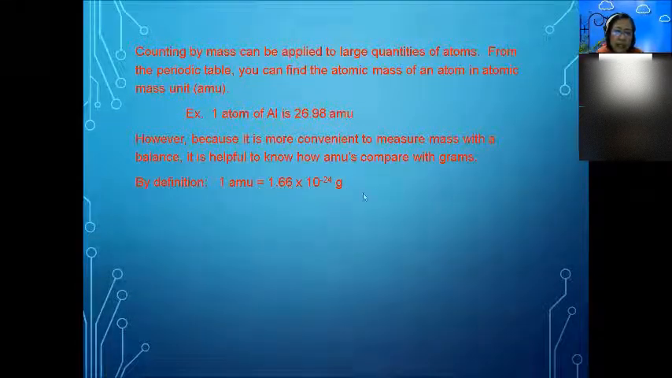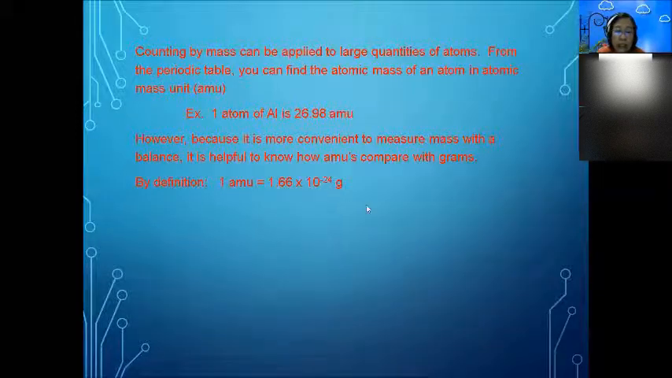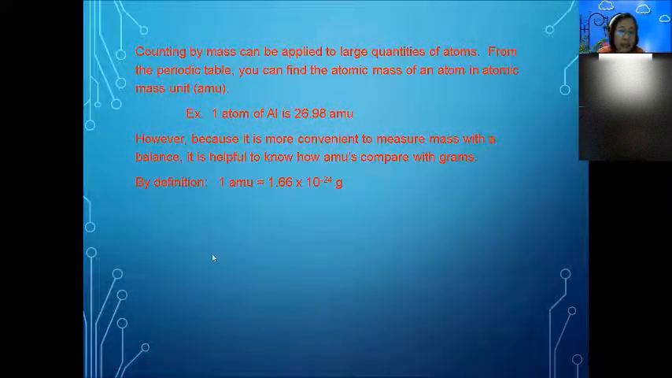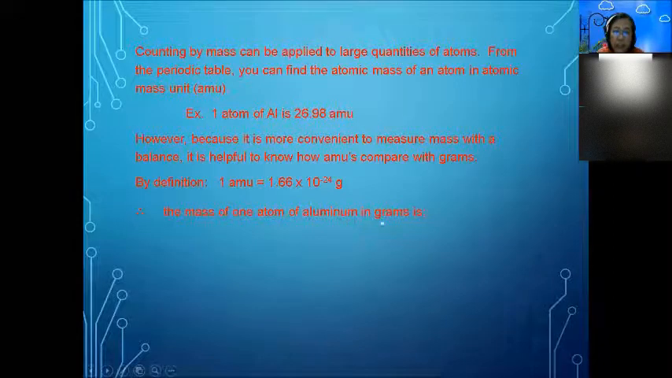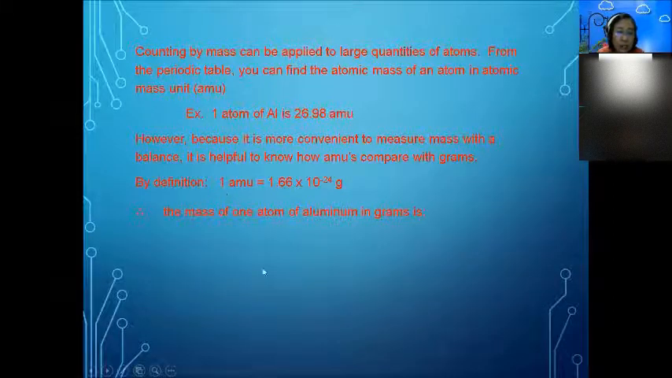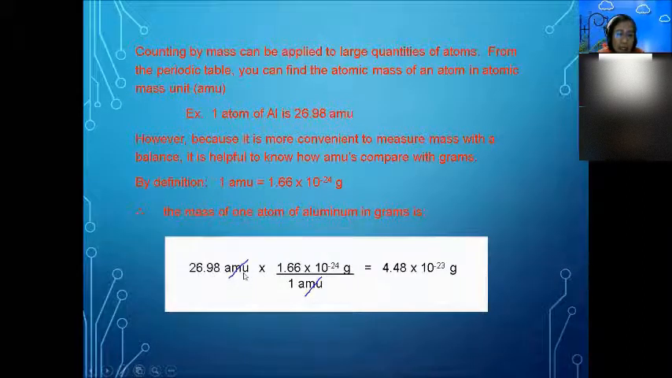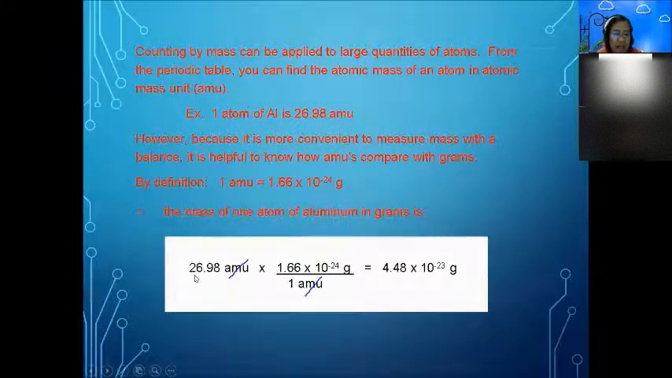However, we cannot measure this value on any weighing balance or weighing scale, it is so small. Maybe only up to the milligram level. Alright, so therefore, the mass of one atom of aluminum in grams: if this is 1 atomic mass unit, and you have 26.98 atomic mass units, that's the average atomic mass unit of aluminum. Right? That's the average. And if 1 atomic mass unit is 1.66 times 10 to the negative 24 gram, therefore the mass in grams of 1 atom of aluminum is 4.48 times 10 to the negative 23 grams.